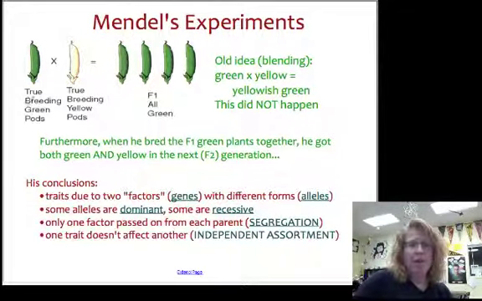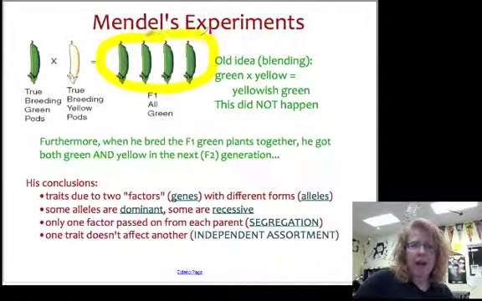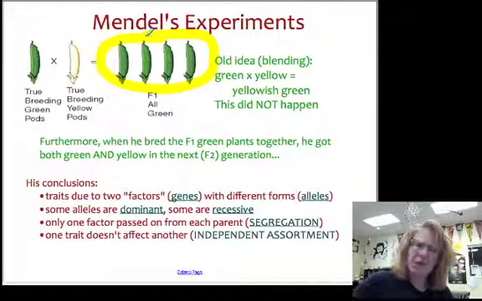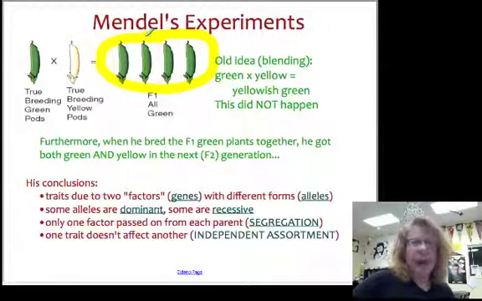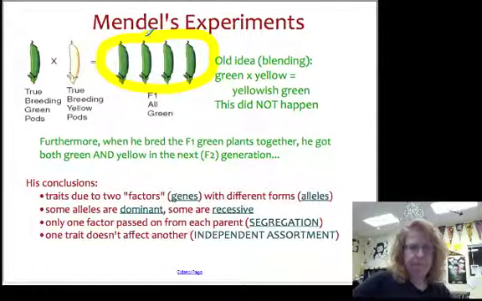When he bred those two plants together, a green plant and a yellow plant, he realized that every single one of that offspring, every time he did it, was green. None of the yellow ever showed up. And it wasn't in between, so definitely was not blending. We didn't get a yellowish green. Something about these factors, that some of that green factor was getting passed on. So he had to come up with a new language to talk about this.